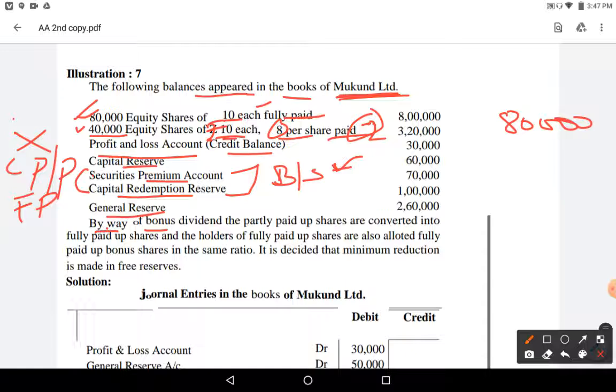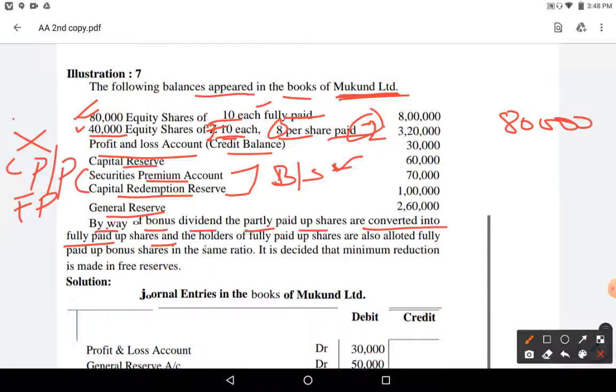By way of bonus dividend, partly paid up shares are converted into fully paid up shares. What they are saying? By way of bonus. I said bonus can be given in two ways. One is converting partly paid up shares into fully paid up. Another one is directly issuing fully paid up bonus shares. So they are converting partly paid up shares into fully paid up. 2 rupees they are giving as bonus.